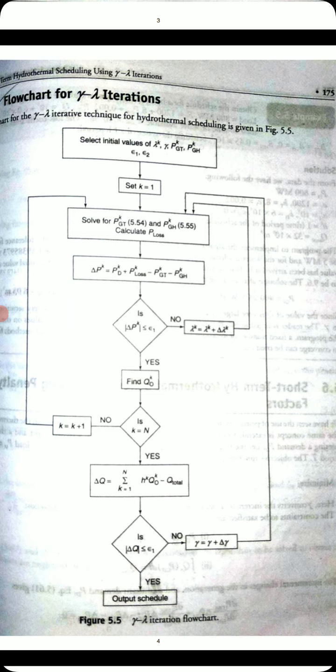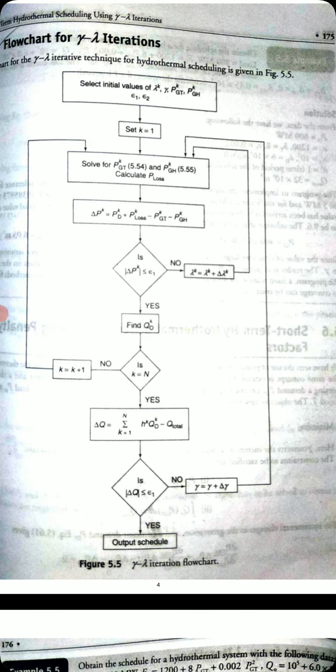If k has reached n, meaning the last interval, find the delta Q. Once delta Q is found, you need to check the tolerance limit of the delta Q, that is the second tolerance. If delta Q is lesser than the second tolerance, we need to stop. Otherwise we need to update the gamma value by gamma plus delta gamma. So this is the algorithm's flow chart. Many times this is asked in the examinations.